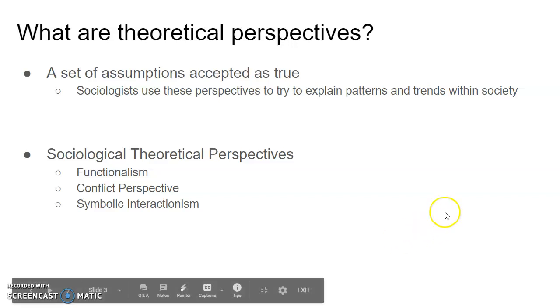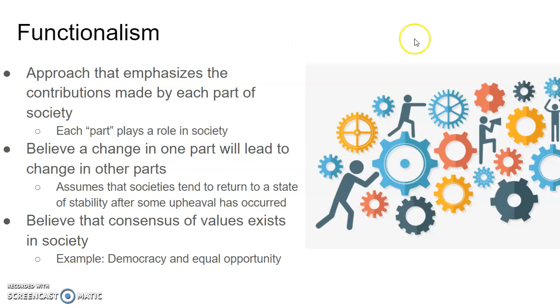So those perspectives are functionalism, conflict perspective, and symbolic interactionism. So we're going to start with functionalism. Functionalism, the definition is an approach that emphasizes the contributions made by each part of society, and each part plays a role within society. So think about it like this, each part being like the family, the economy, religion, education. So all these are different aspects of society, and each one does play a particular role.